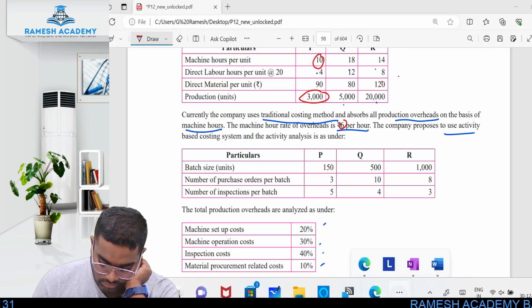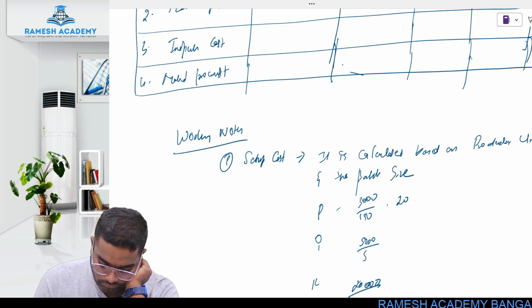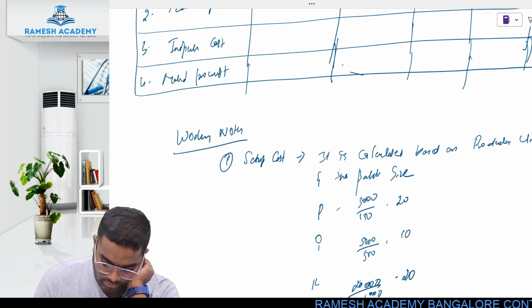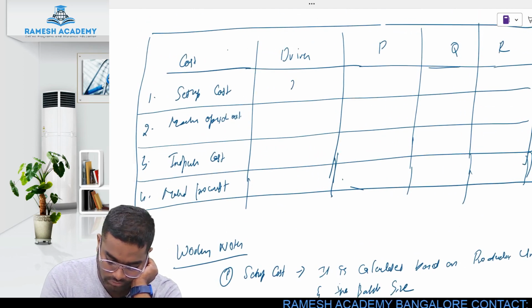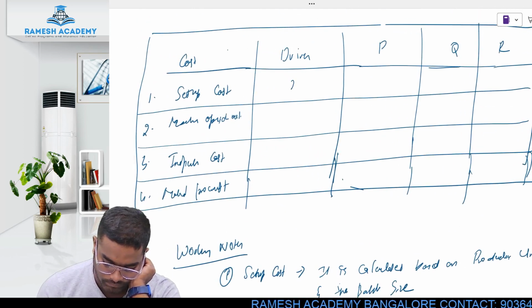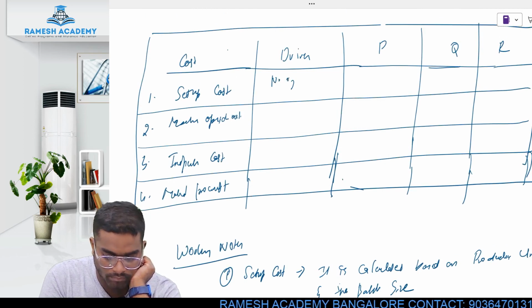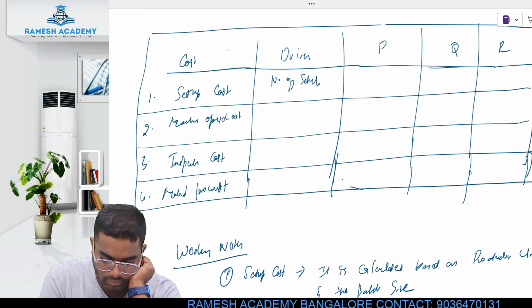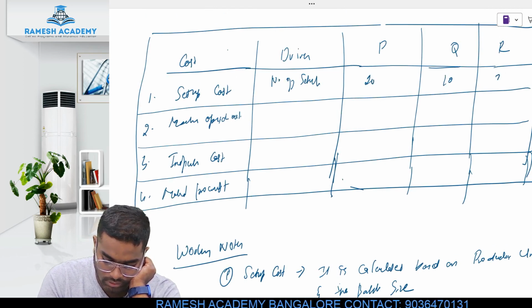150, 500 and 1000. So it is 500, which is 10,000, it is 20. So we have our cost driver for setup, that is number of setups: 20, 10 and 20.